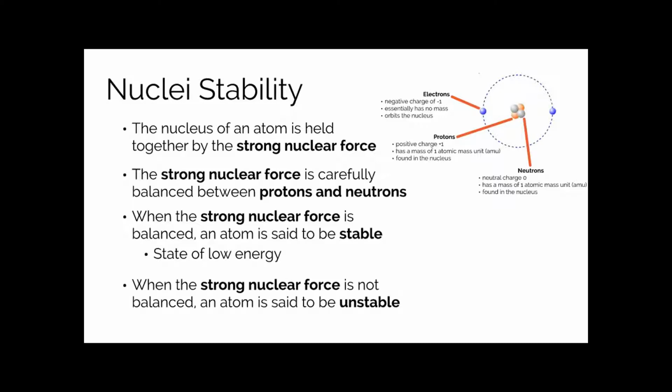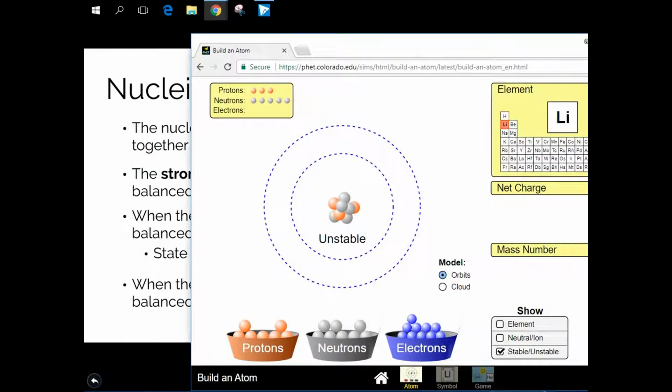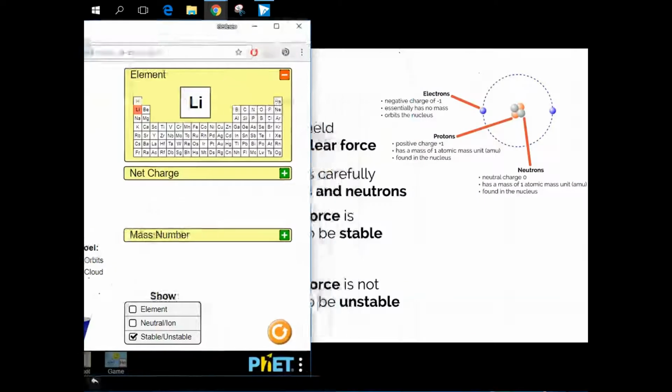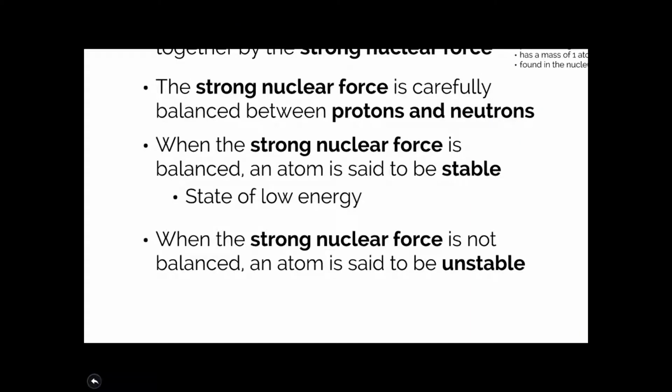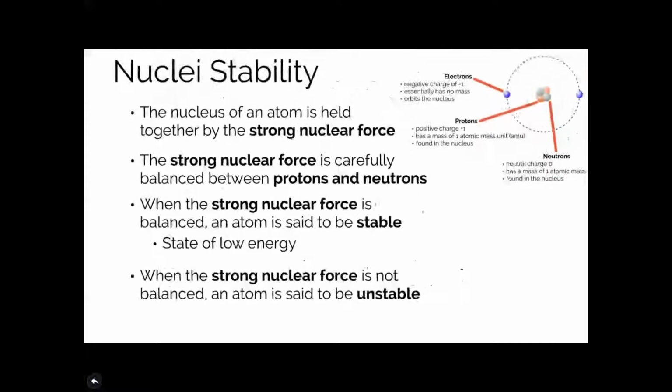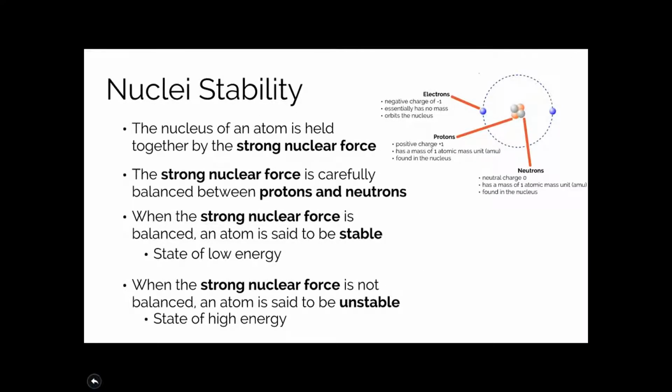And then when the strong nuclear force is not balanced, either you have too many or too few neutrons to go with your protons, then we can call that atom unstable. This is what you saw in the simulation when my atom was shaking. It's unstable because it has too much energy and it doesn't know what to do with that. And a lot of these atoms want to get rid of that extra amount of the strong nuclear force. Now, this would be what we'd call a state of high energy.